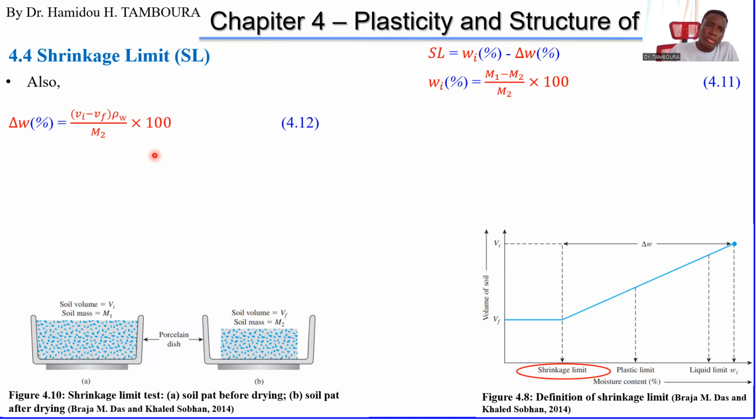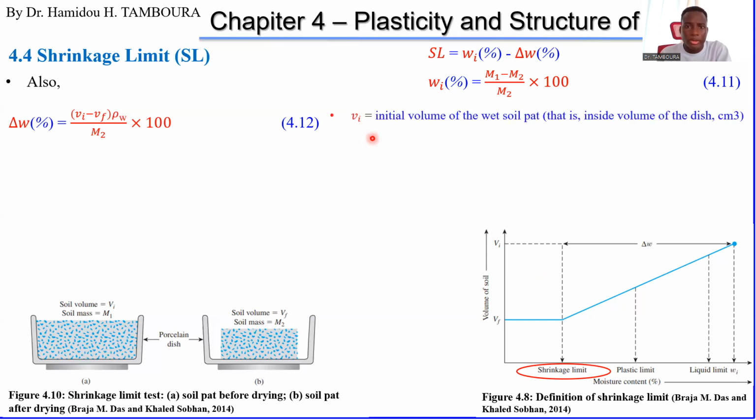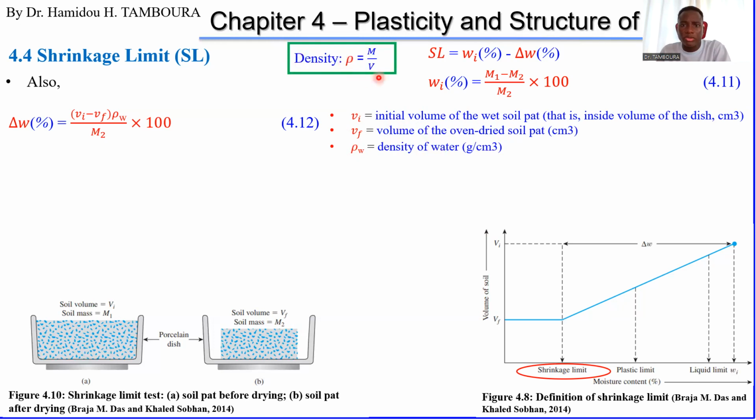So anyway, I will bring up another formula we have talked about before also. So Vi is initial volume of the wet soil, Vf volume of oven-dried soil, and rho is density of the water, okay? So do you remember this formula also? We talked about this formula in chapter number 2 maybe, or number 3, I don't remember exactly. But anyway, normally this formula everyone knows. Rho, density, is equal to mass divided by volume, okay?